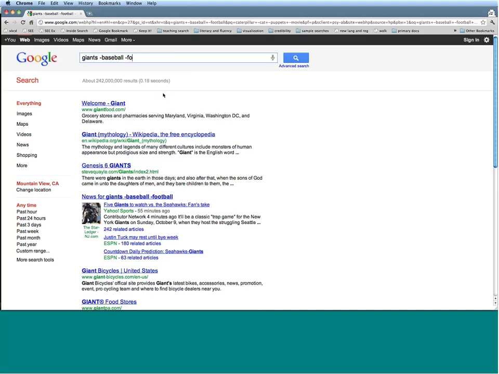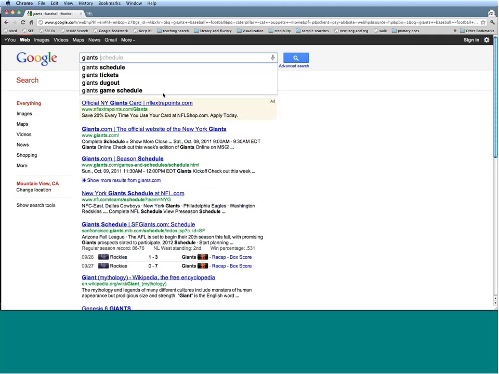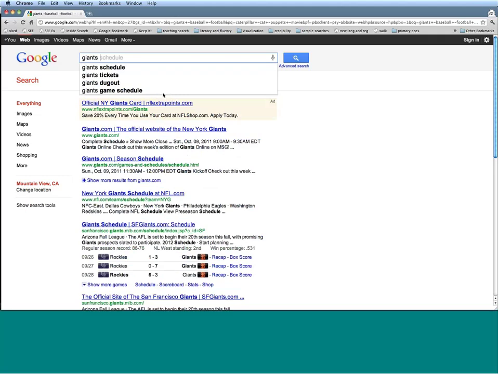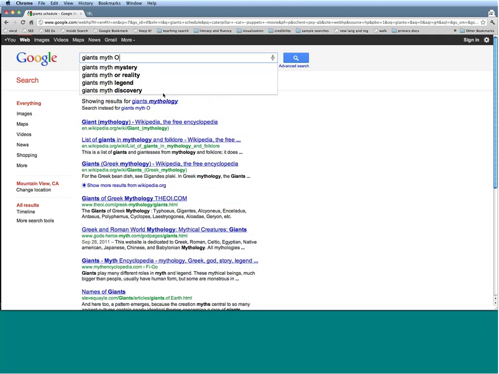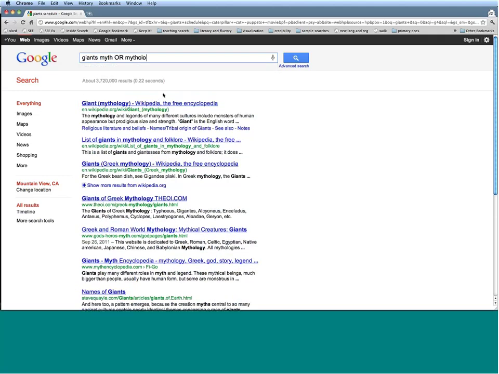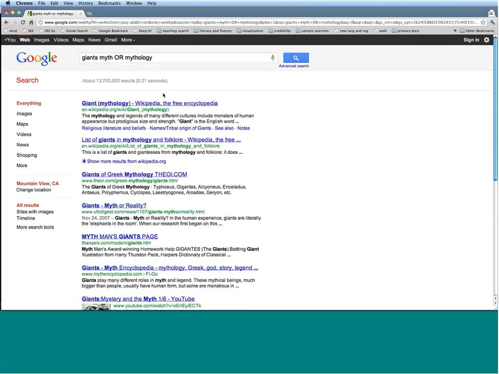When in point of fact, instead of negative narrowing, he could have done positive narrowing, which means he could have done myth or mythology like this, and that would be a way to positively say, there's this word I have and it has a lot of different meanings associated with it. These are the ones I'm interested in.